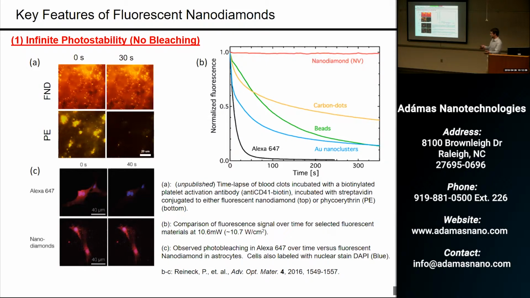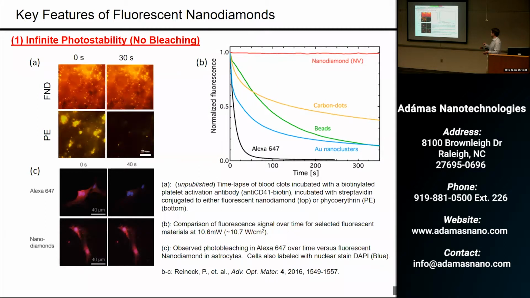So what we did is we had blood clots labeled with fluorescent nanodiamond, and another set labeled with phycoerythrin. Yeah, it's another commonly used dye. Phycoerythrin is actually notable for its photostability issues. But anyways, you can see that after 30 seconds, this phycoerythrin is almost not visible. It's photobleached completely. In the case of Alexa 647, same after 40 seconds, you can see it's effectively bleached, but our diamonds containing NV centers are still present.